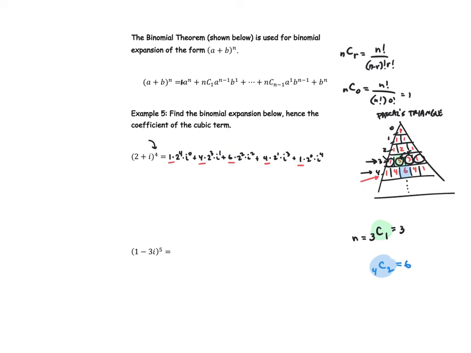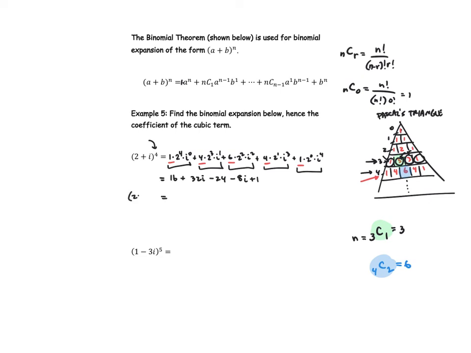Okay, now let's combine the like terms. So our first term will just be a 16. Our second term will be 32i. Our third term, i squared is negative 1, therefore this will be negative 24. Our fourth term, i cubed is negative i, therefore we'll get negative 8i. And our last term will be i to the fourth, which is 1 times 1 times 1, which is 1.